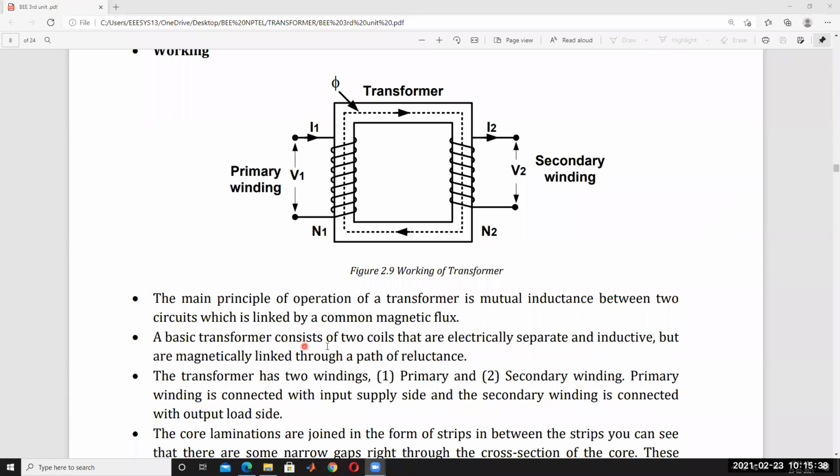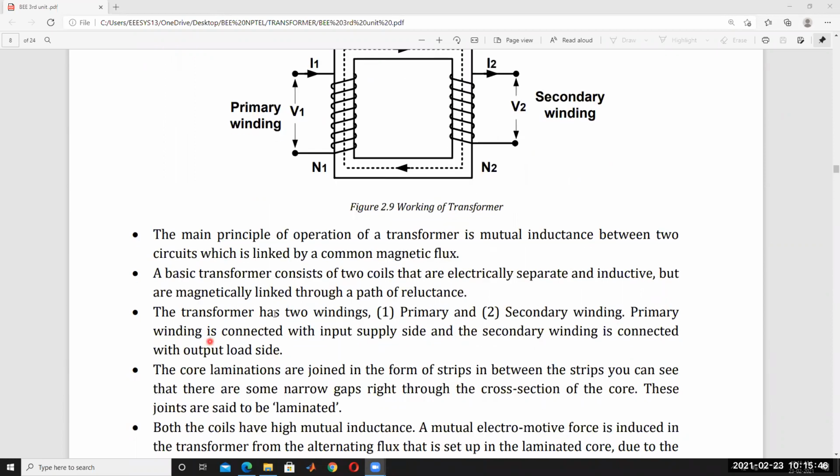The basic transformer consists of two coils that are electrically separate and inductive but magnetically linked through a path of reluctance. The transformer has two windings, the primary winding and the secondary winding. This is called the primary and this is called the secondary. The primary winding is connected to the input supply, and the secondary winding is connected to the output side, the load.